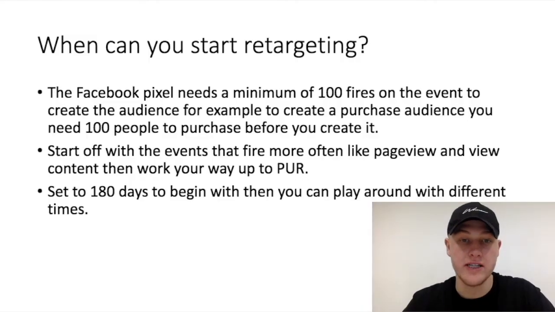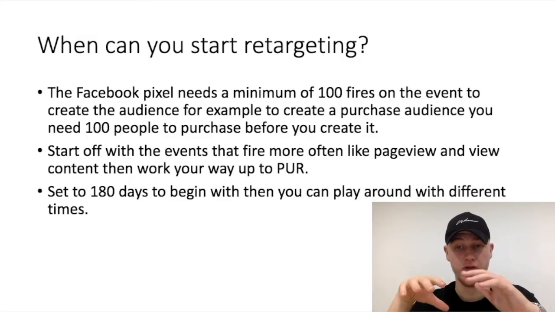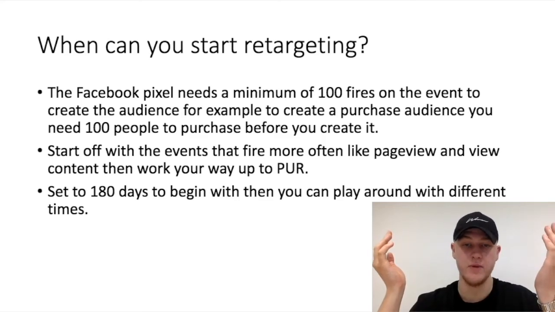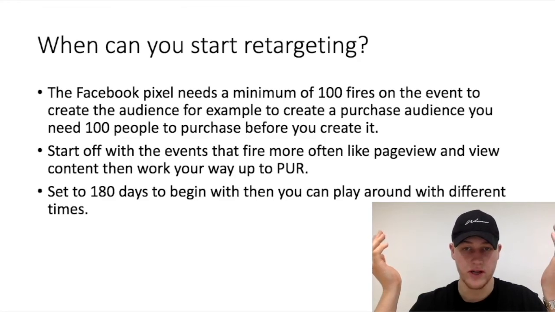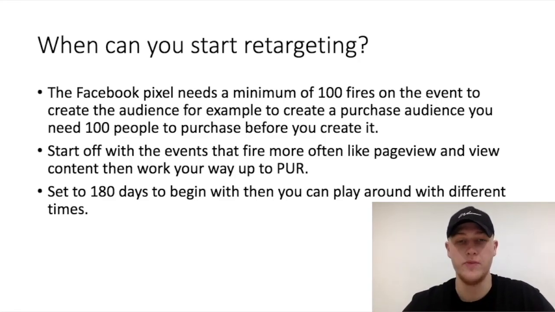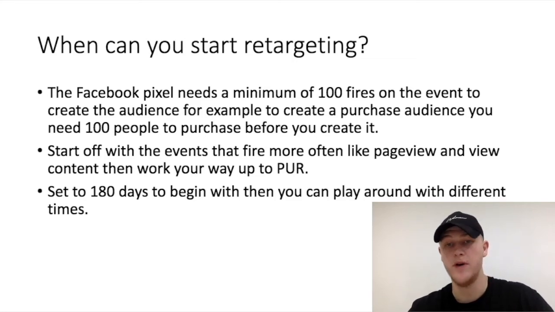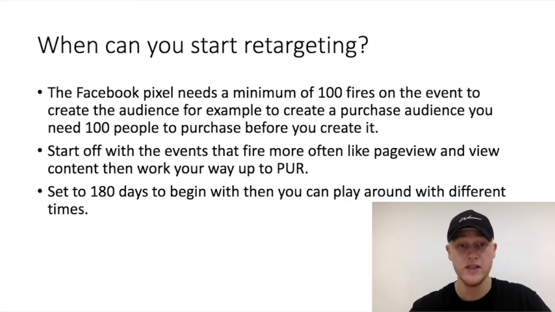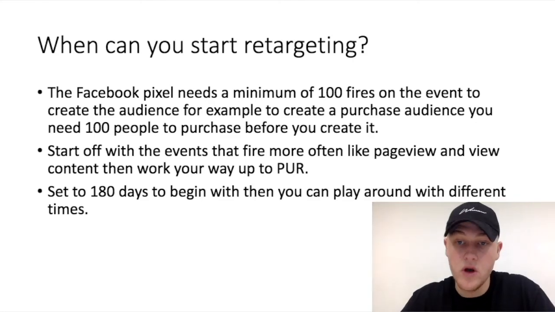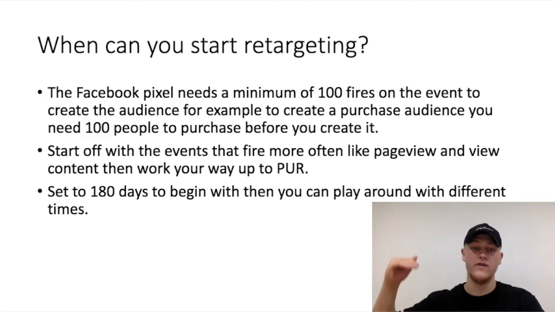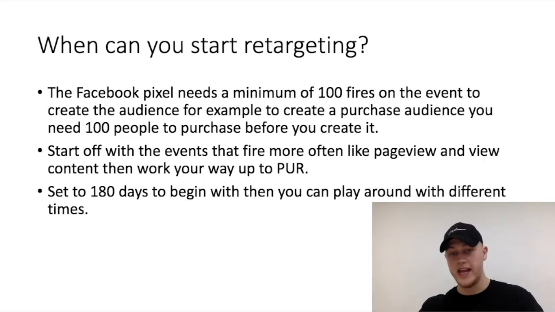When can you start retargeting? The Facebook pixel needs a minimum of 100 fires on the event to create the audience. That's just because otherwise Facebook won't have enough data to be able to create the audience, which is fine because there's no point really having 100 people, you'd go through it pretty damn quickly even with a low budget. So for example, you need 100 people to purchase before you can create the purchase custom audience. Start off with the events that fire more, like page view content, and work your way up. While you're scaling, obviously these will come in and you'll get more and more data.